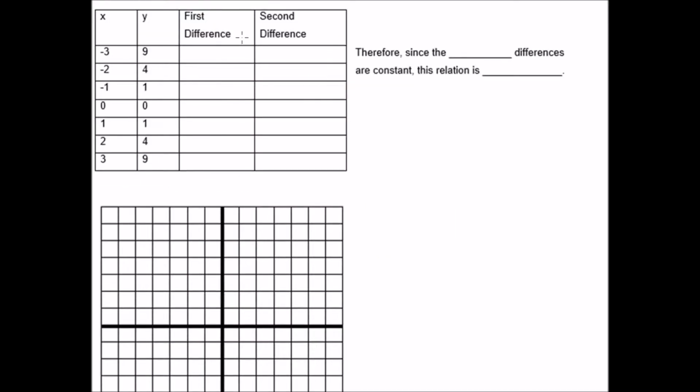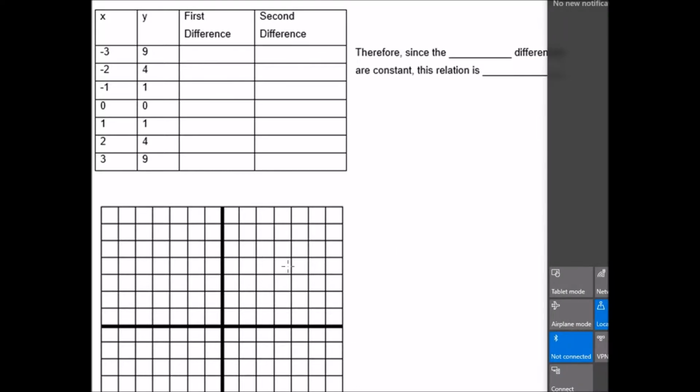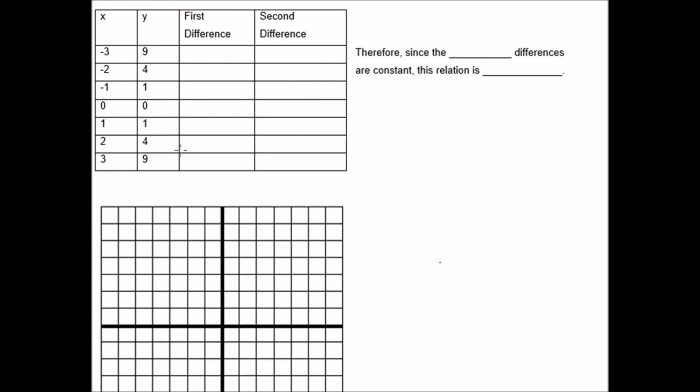Now this is example 2. Let's take a look at the first and second differences of this one. Let's go from the bottom to the top: 9 minus 4 equals 5. 4 minus 1 equals 3. 1 minus 0 equals 1. 0 minus 1 is negative 1. 1 minus 4 is negative 3. 4 minus 9 is negative 5. These are not constant, so let's find the second differences.